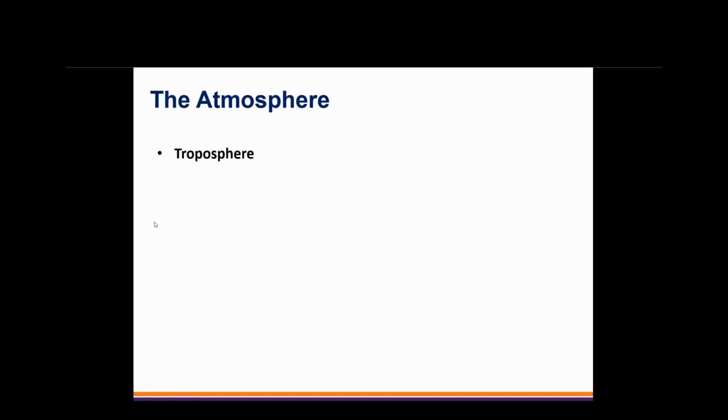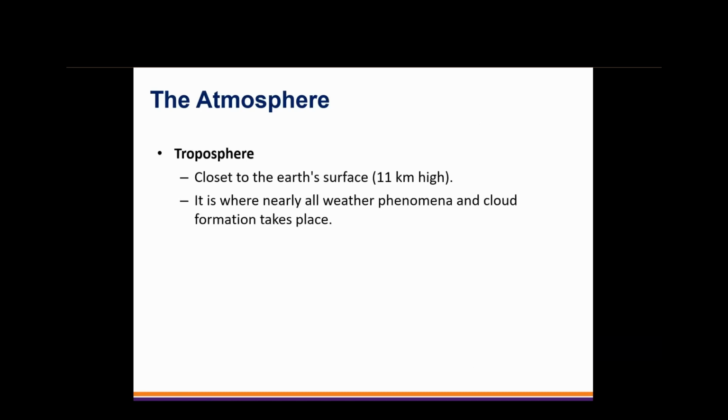Okay, let's look at the troposphere. The troposphere is the closest to the Earth's surface. It's only about 11 kilometers high. The purpose of the troposphere is to support life. So it's where nearly all weather phenomena and cloud formation take place.